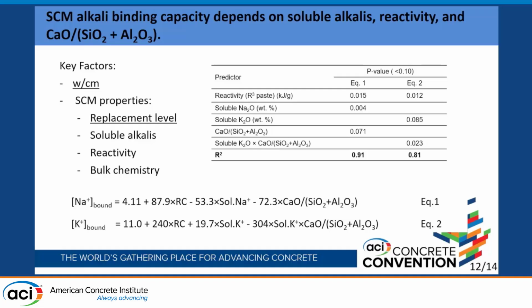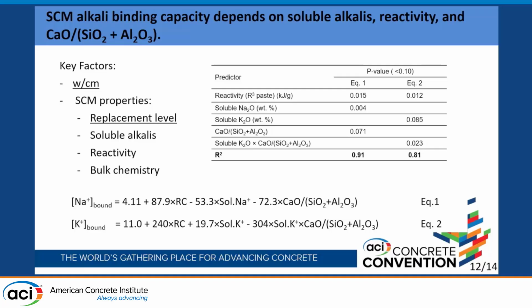So Hong and Glasser's work is showing this is one of the main factors for how much of the alkalis could be bound by CSH. Two models are developed, one for predicting the amount of bound sodium and one for the amount of bound potassium, and the predictors are listed here. Again, reactivity, soluble alkalis, and calcium over silica plus alumina ratio. R-square values of 91 and 81% show the model is doing a pretty good job.